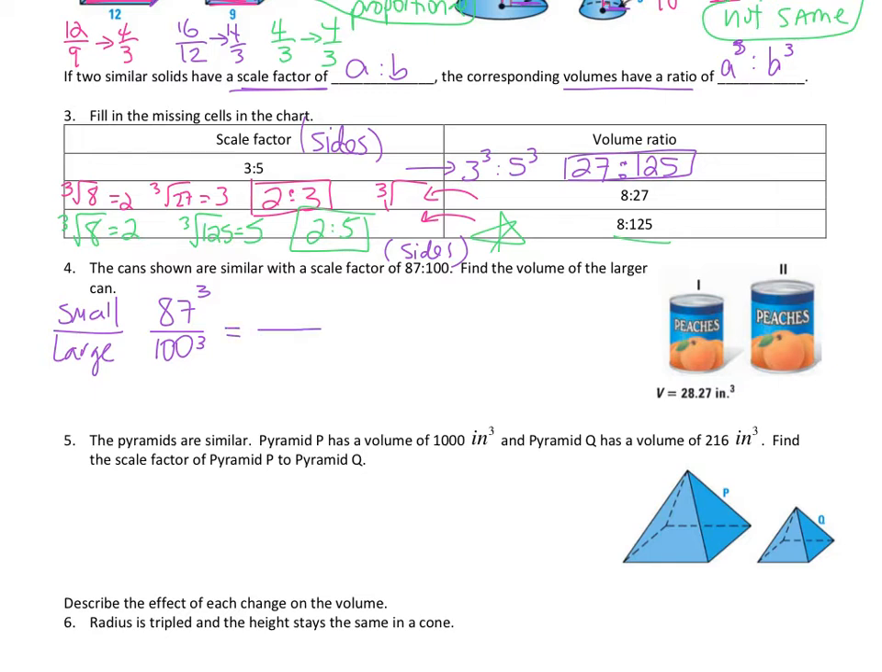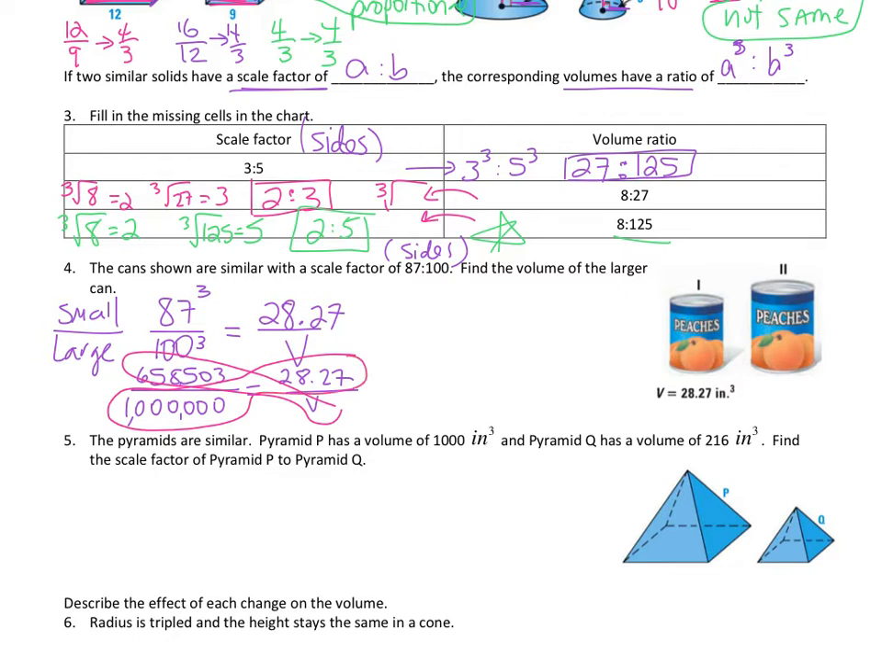Then we know for the other side it needs to be small over large, and the volume we have is for the small one, so that goes on top. And then the volume we are solving for is the large can. And now we really just need to cross multiply. But first we need to simplify those numbers. When we raise each of those to the third power, these are the numbers we've got, and yes, they are quite large. So once we cross multiply, we need to multiply that 1 million times the 28.27.